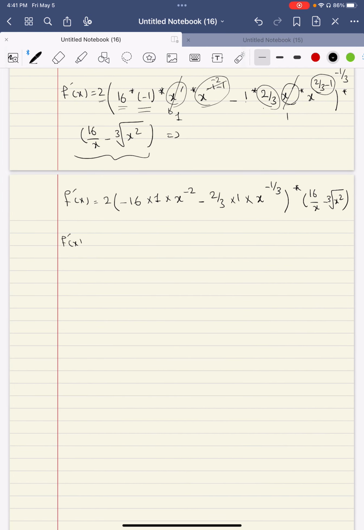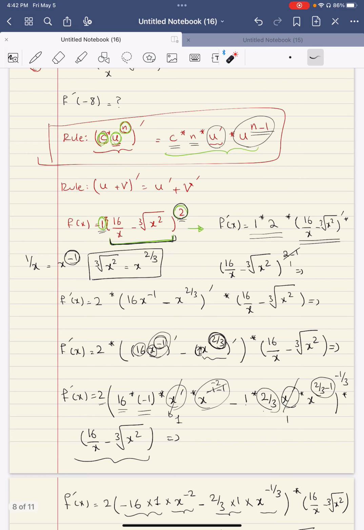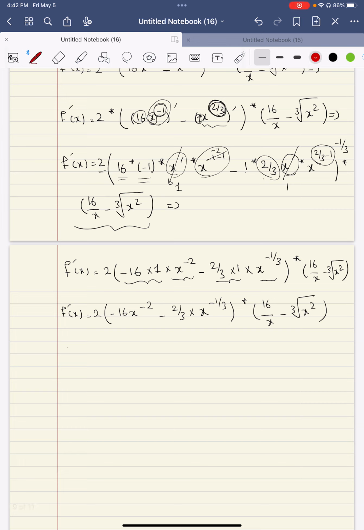Let's simplify it for the very last time. So it is 2 times minus 16 times 1 is minus 16, x to the power of negative 2, minus 2 over 3 times 1 is 2 over 3 times x to the power of negative 1 over 3, times 16 over x minus the cube root of x to the power of 2. So the question was asking us to find f prime at negative 8. What is it?